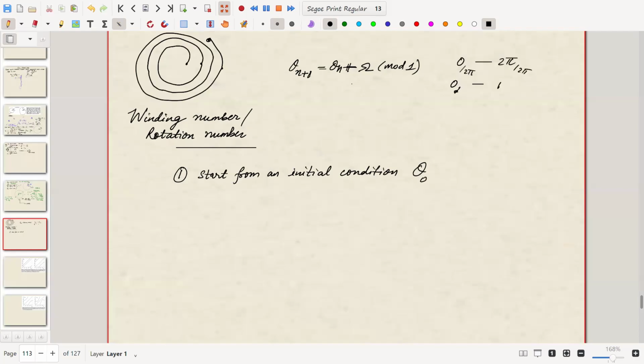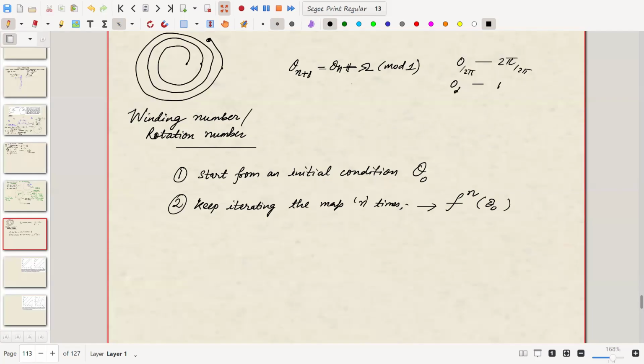The initial angle. Then the second point is to keep iterating the map. If you keep on iterating the map n times, what will you get? F^n of theta naught, in terms of the circle map function. We'll solve it cleanly later, but I'm writing it in general now.